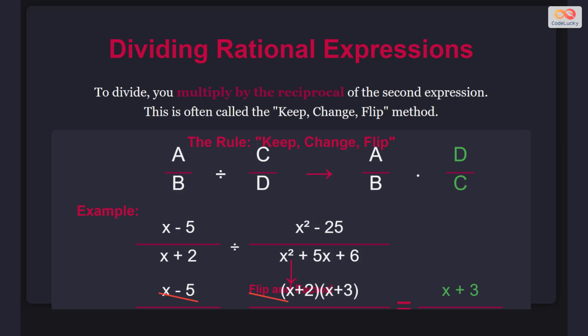Division is closely related to multiplication. To divide one rational expression by another, you follow a simple rule: multiply the first expression by the reciprocal of the second one. This is famously known as the keep, change, flip method. You keep the first fraction the same, change the division sign to multiplication, and flip the second fraction upside down. After that, the problem becomes a multiplication problem, and you can factor and cancel just like before.